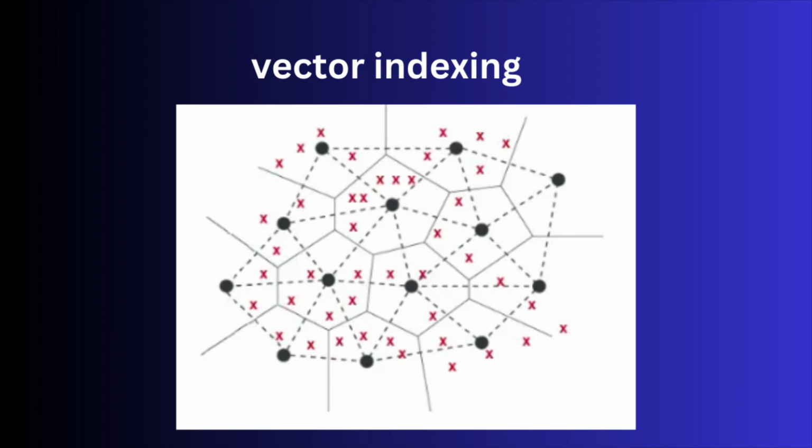Now, how does vector indexing work? Imagine embeddings as points on a huge map. Each document chunk is one point. The user question is another point. You want to quickly find the closest points. Instead of checking distance to every point, the vector index groups nearby points, builds smart shortcuts, and narrows the search space fast. This is exactly what approximate nearest neighbor algorithms do.